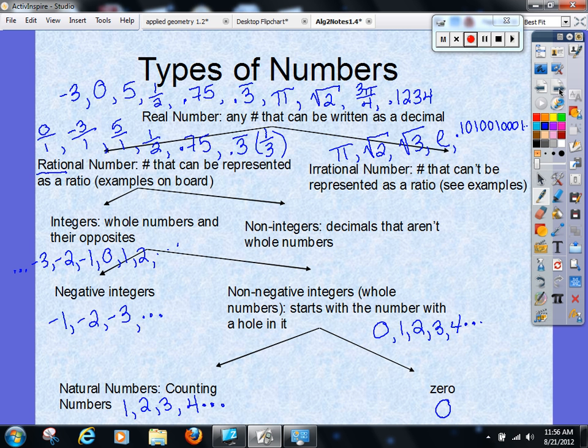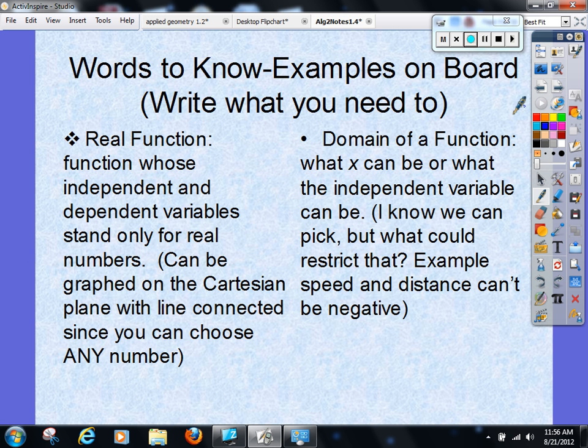Okay, let's move on. A real function, okay? Almost everything that you talk about this year will be a real function. This is a function whose independent variable, which is our x, and dependent variable, which is our y, stand only for real numbers. Basically, if we have a real function, this is something that we can graph on the Cartesian plane, or an xy grid, we call it, because you can choose the numbers and all these numbers are going to be real, which means they can be graphed. So if you have a real function, it's good news because you can graph it on the Cartesian plane.